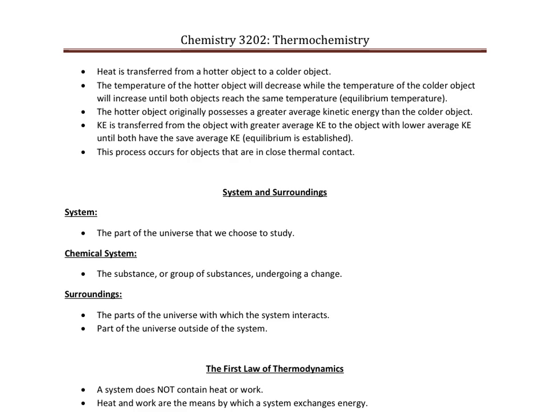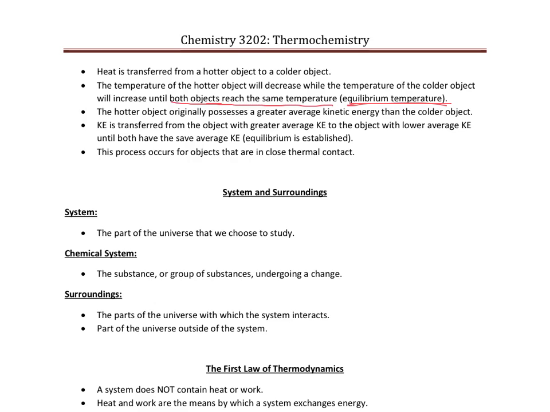Heat is always transferred from a hotter object to a colder object. The temperature of the hotter object will therefore decrease, while the temperature of the colder object will increase until both objects reach the same temperature. Once they reach the same temperature, they're considered to have reached equilibrium temperature.